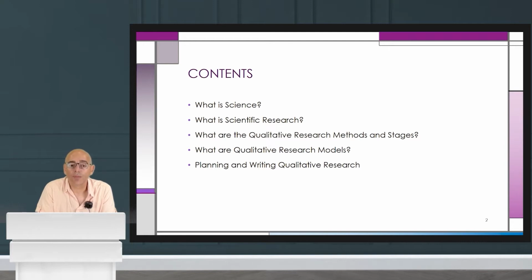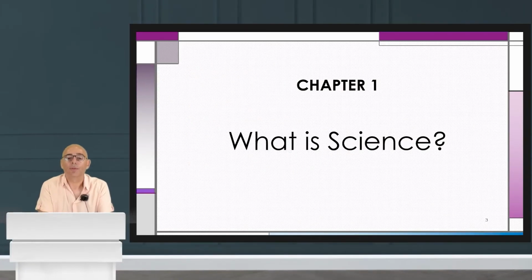And in the third chapter, what are the qualitative research methods and stages? As you see in each chapter, we will get more specific and more detailed. And in the fourth chapter, there is another question: what are qualitative research models? In the light of the third chapter, in which we talk about the qualitative research methods and stages, we will talk about the qualitative research models, and at the end, we will give some brief information about planning and writing qualitative research. So let's start with the first chapter.